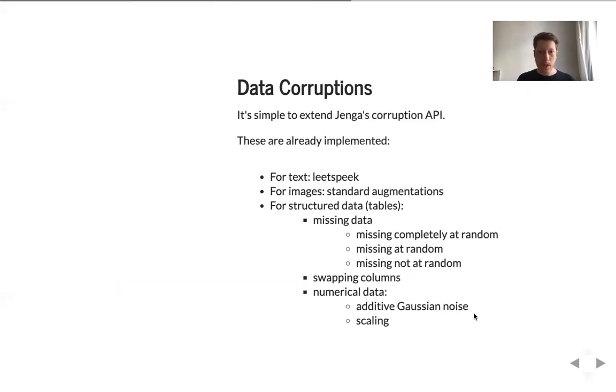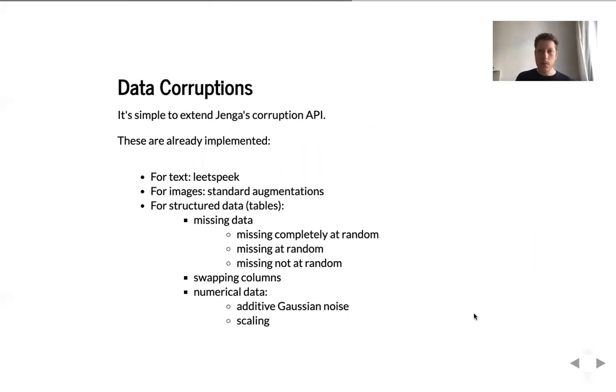ROC score. Now, we can apply one of the predefined corruptions, which would be for text, for instance, leet speak, for images, standard augmentations. For structured data tables, we would have different types of missing data. And here we support different missingness structures: missing completely at random, missing at random, or missing not at random. Here, missing completely at random is the simplest case.